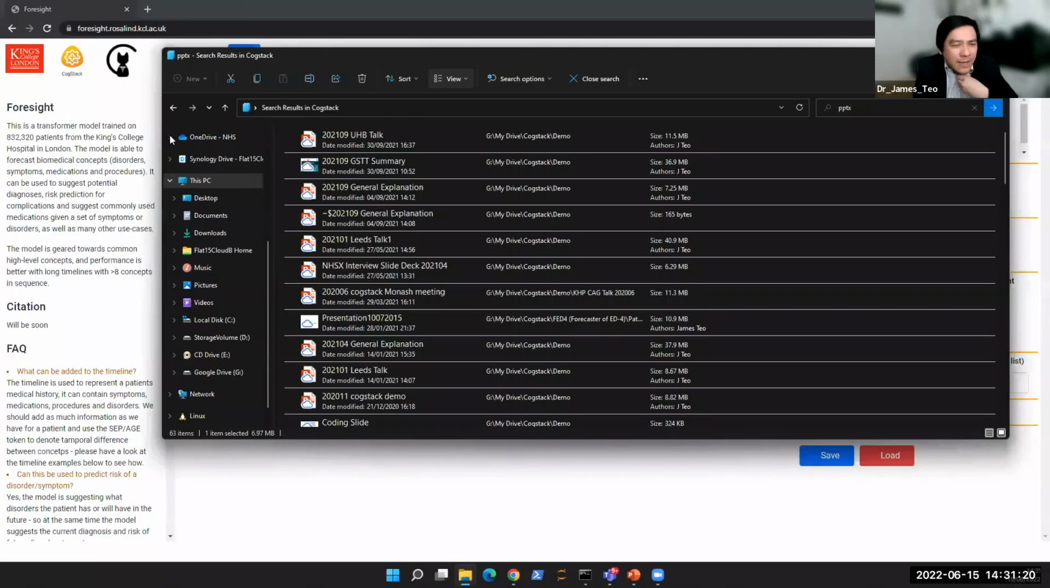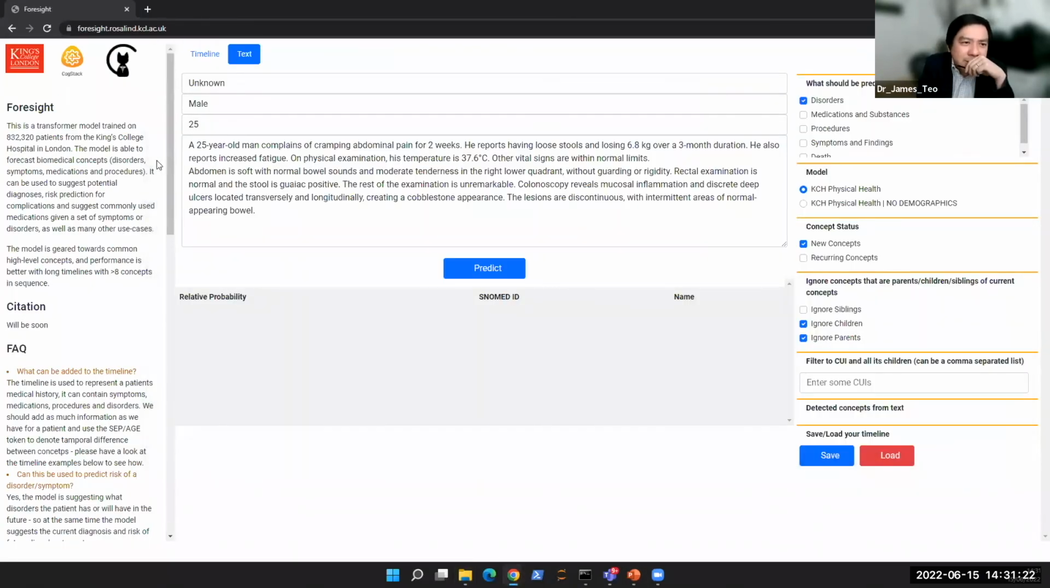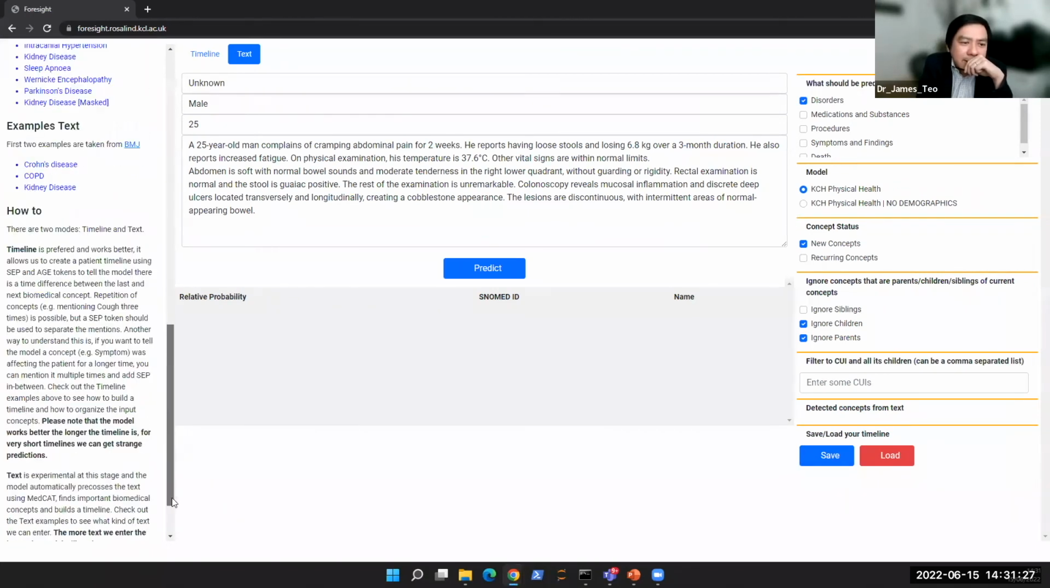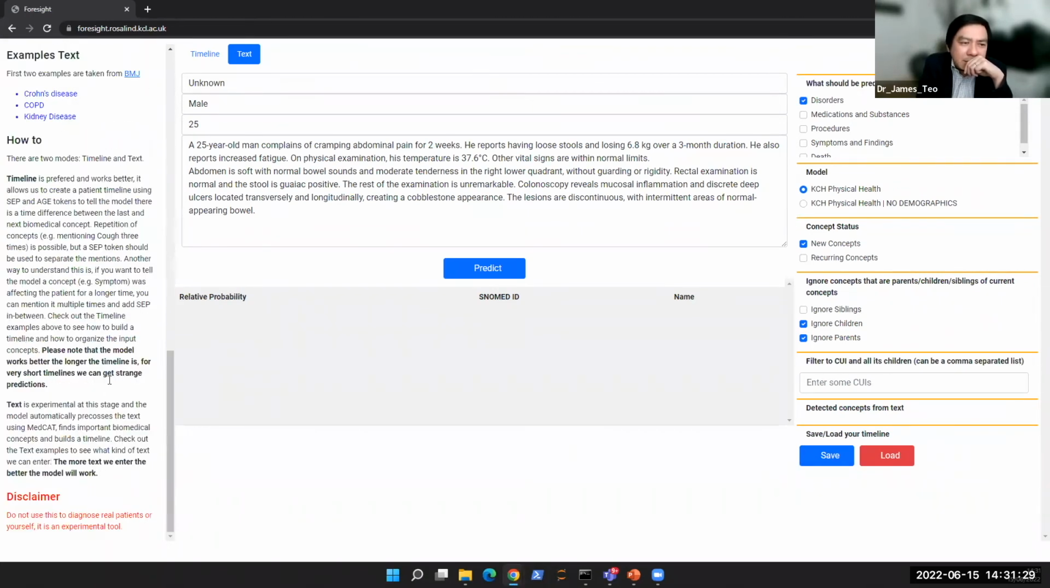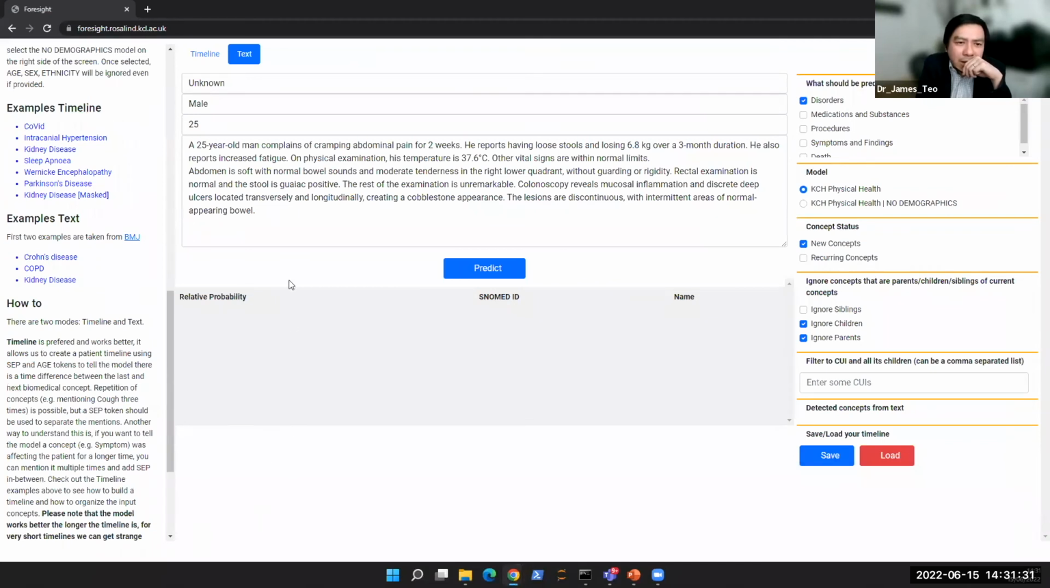This is a web app of Foresight at this stage. As you can see, it's been trained on large amounts of data, but it has not been supervised in the sense that it's not been told what the next outcome is necessarily by a human. So this is just a bit of sample text we've taken from the BMJ.